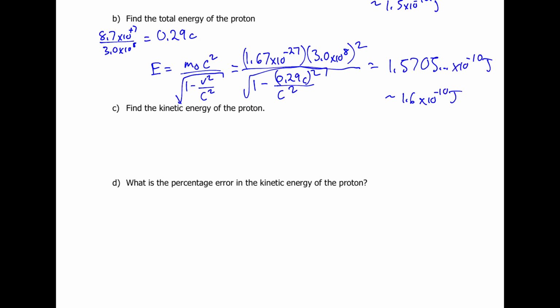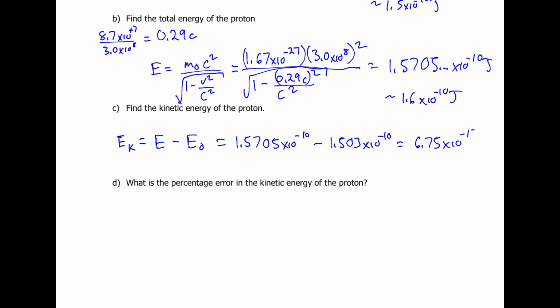Okay, so kinetic energy is the difference of these two, right? We use this formula. Instead of trying to figure out something massive, we've got total minus rest. And so we get 1.5705 times 10 to the minus 10 minus 1.503 times 10 to the minus 10. And I get 6.75 times 10 to the minus 12 joules.